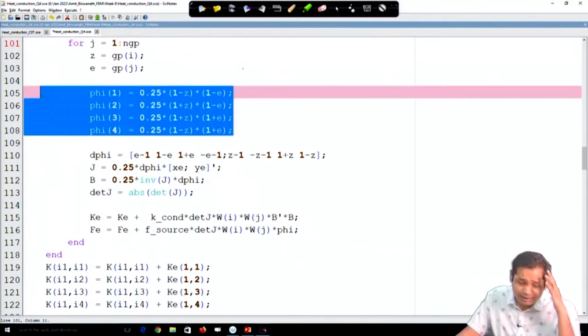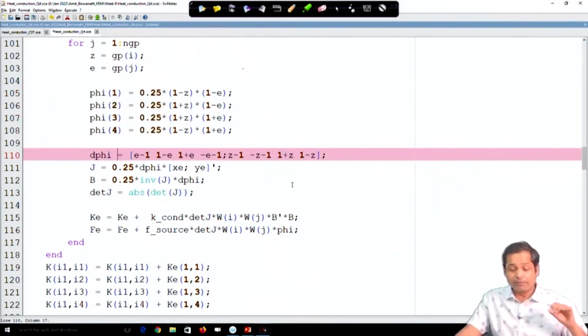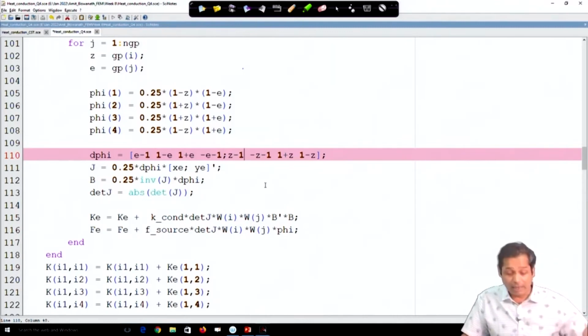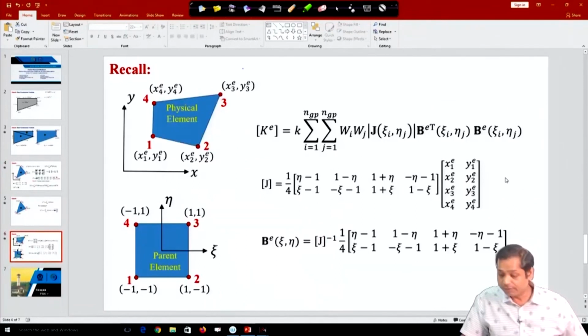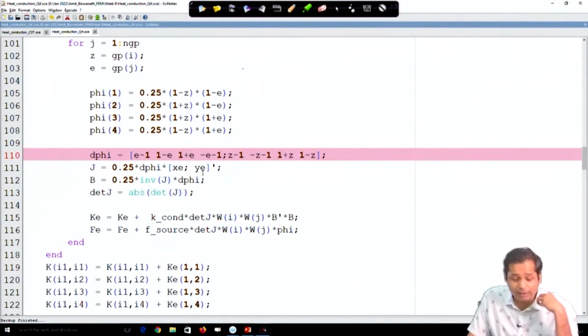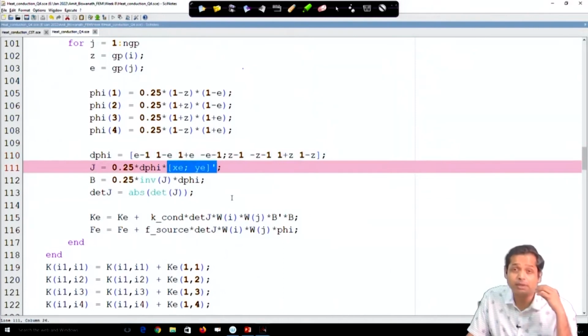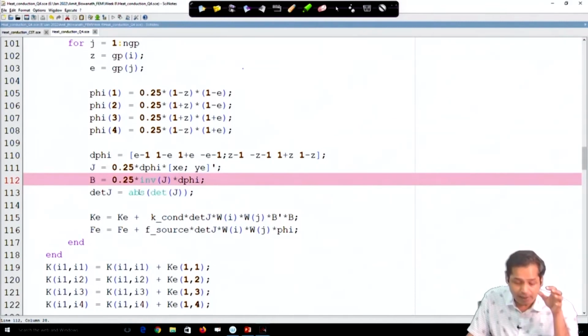So this will calculate the shape function for the quadrilateral. We know the expression, and this will give you the derivative of the shape function with respect to xi and eta. And then we know that the Jacobian, if you recall, for a quadrilateral, is equal to this. So this Jacobian can be computed. The derivative of the shape function multiplied by the coordinates will give you the Jacobian. And the B matrix also, we know the expression for the B matrix, and the determinant of J is this.